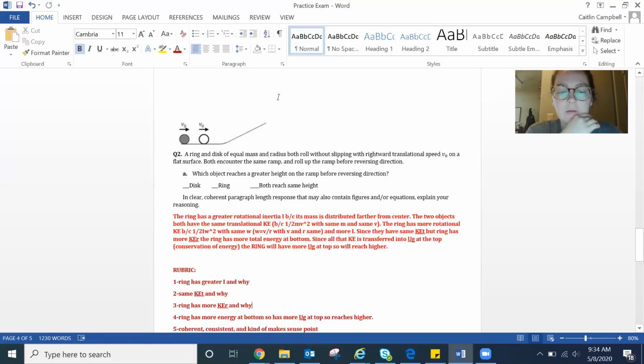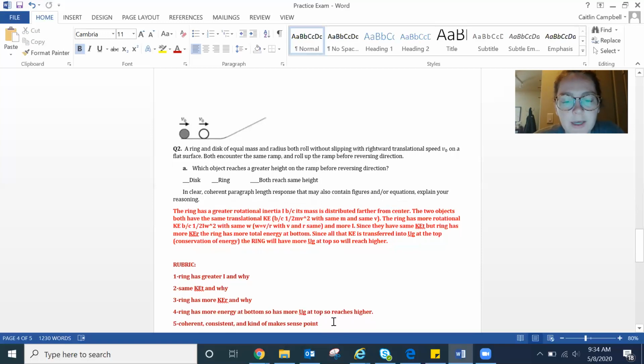So that one, your fourth point, is basically using conservation of energy. You don't have to explicitly say it, although it is good practice. I actually put it in parentheses this time. That was good. But something like, I have more kinetic energy at the bottom for the hoop, so that means it will transfer to more potential at the top, so it'll go higher.